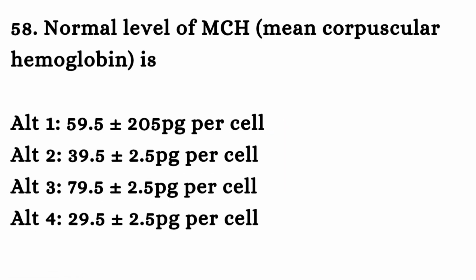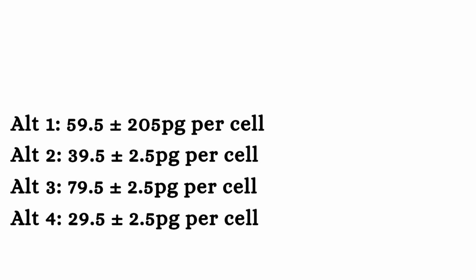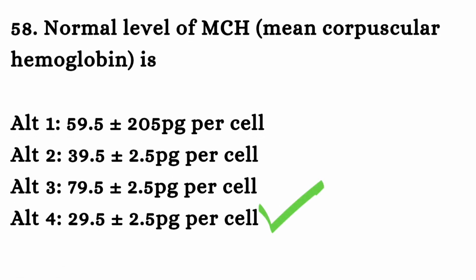Next question. Normal level of mean corpuscular hemoglobin or MCH. Option 1 59.5 plus or minus 2.5 picogram per cell. Option 2 39.5 plus or minus 2.5. Option 3 79.5 plus or minus 2.5. Option 4 29.5 plus or minus 2.5 picograms per cell. The right answer is Option D, 29.5 plus or minus 2.5 picograms per cell is the normal MCH.